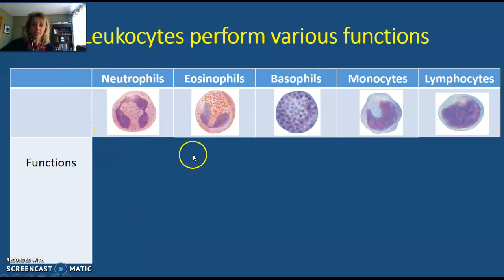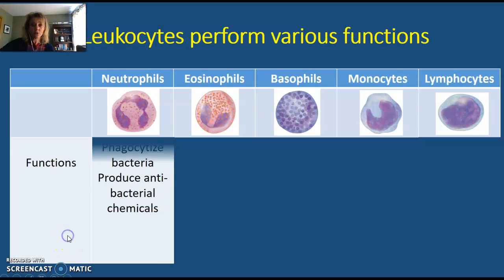Okay, so let's take a look at some of the functions of these different leukocytes. Neutrophils are like the first responders of the immune system. They are the most abundant of the white blood cells that you have in pus, in an infected area. They phagocytize bacteria, which means that they surround them, engulf them, and kill them. And they also produce antibacterial chemicals. So, in addition to coming in contact with the bacteria, they're also going to send chemicals out into the interstitial fluid or the blood or wherever they are.